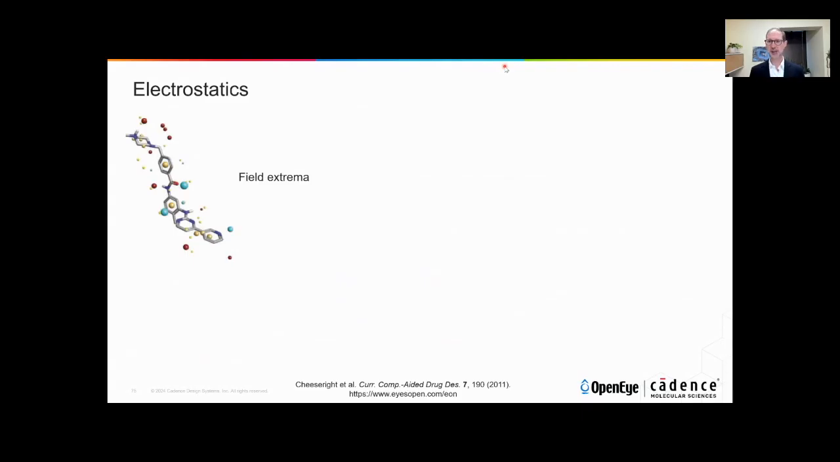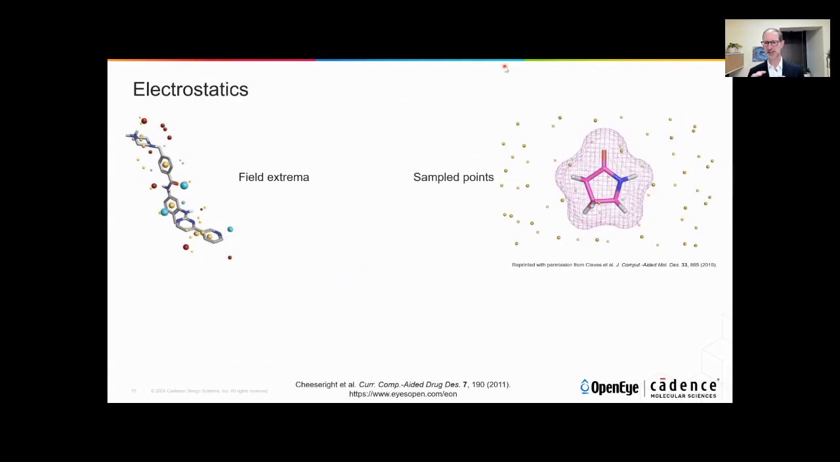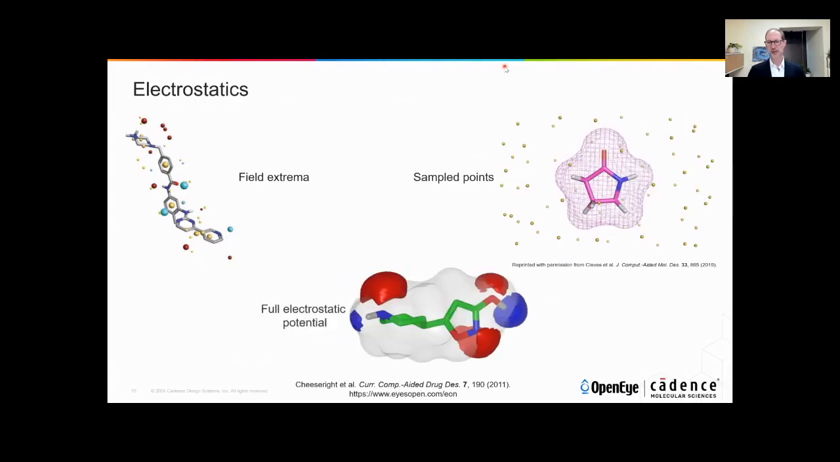We can look at extrema of the electrostatic field. We can look at the electrostatic field in sampled points around a particular molecule. And we can look at the entire full electrostatic potential. In either case, we compute the electrostatic potentials for the query and for each of the database molecules, we compare them and generate a similarity in electrostatic space versus color space.